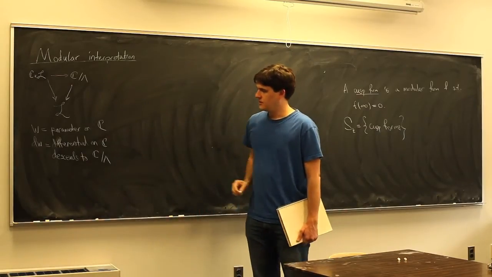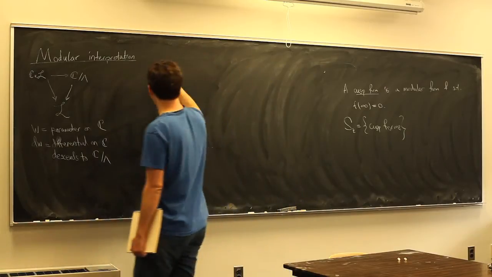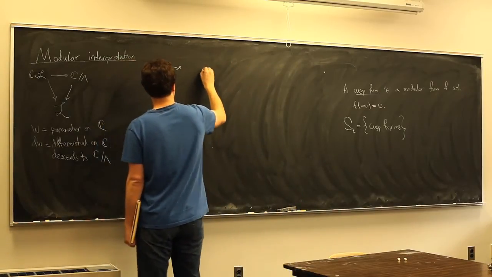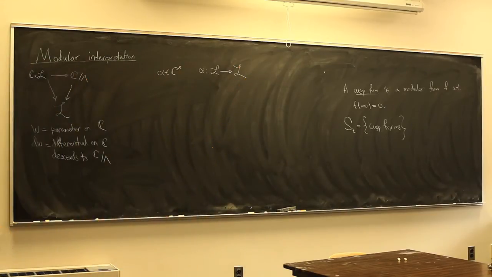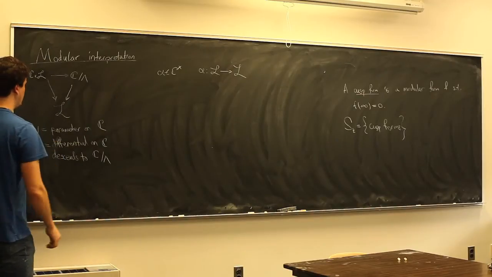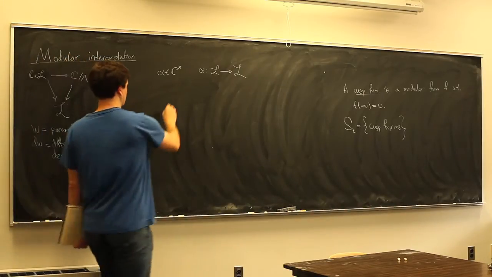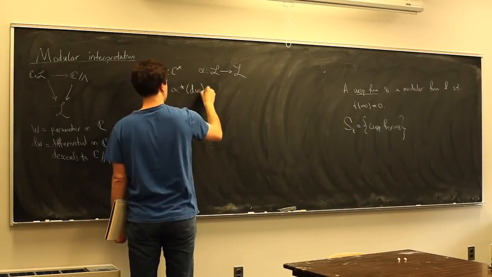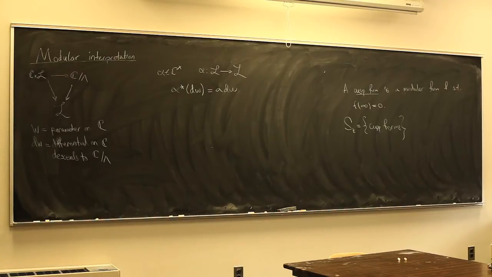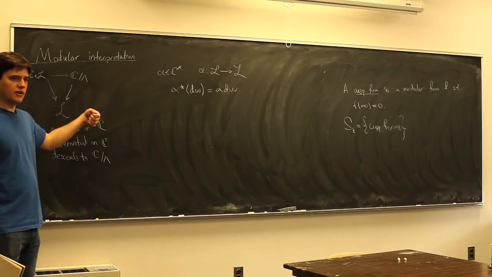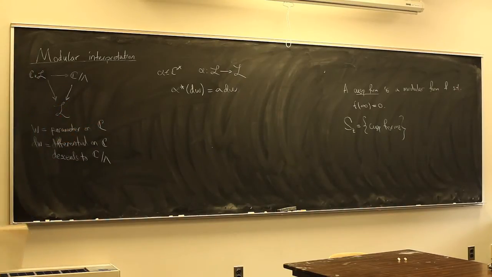But this thing is not compatible with homothety. So if alpha is in C star, then alpha defines a map from L to L, just by homothety. And if you pull this differential back by alpha, that's like multiplying by alpha on these C's, it's just going to scale the differential by alpha. So we have the C star group acting here, and the quotient is the moduli space that we're interested in, but this dw is not invariant under the scaling, because it scales by what you're scaling by.